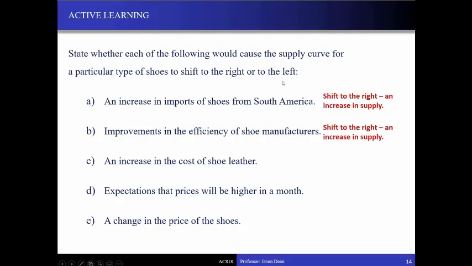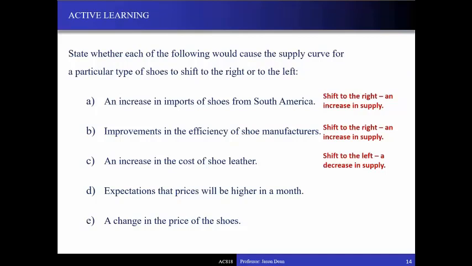What if there's an increase in the cost of shoe leather? To the left. Everyone agree? Yeah. So this is an increase in the cost, so it would make it more expensive per unit, so it would shift it to the left. What about expectations that prices will be higher in a month?